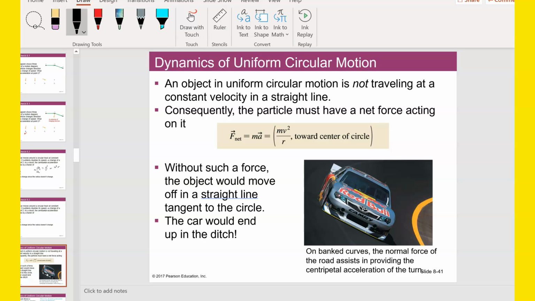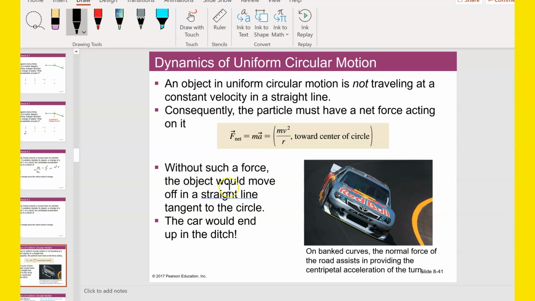Okay. Dynamics of uniform circular motion. An object in uniform circular motion is not traveling at a constant velocity in a straight line. Consequently, the particle must have a net force acting on it. The net force is this. It's ma, a being centripetal acceleration, or radial acceleration, which is going to equal m v squared over r, or you could also write m omega squared r. Either way, because v squared over r and omega squared r are equal to a.